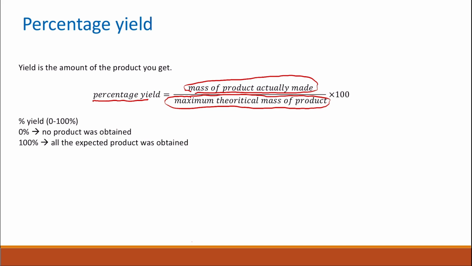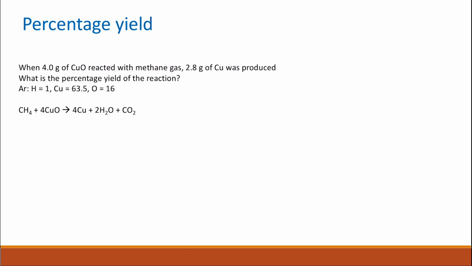So industrial processes should have the highest possible yield to reduce the cost and waste and to improve the profitability. And we can have an example now to find out how we can calculate the percentage yield of a certain reaction.